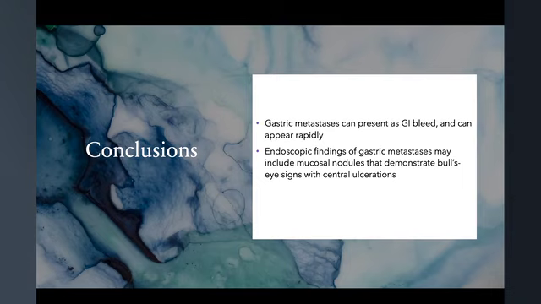So in conclusion, gastric metastases can present as GI bleeds and they can appear rapidly. Endoscopic findings of gastric metastases may include mucosal nodules that demonstrate bullseye sign with central ulcerations.